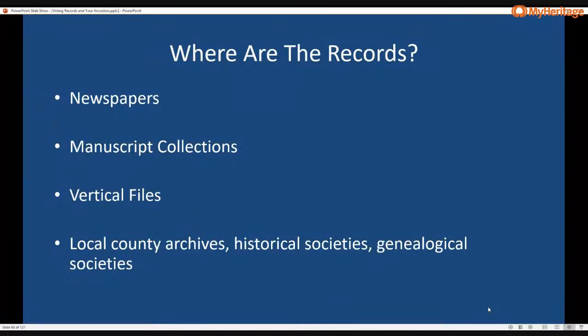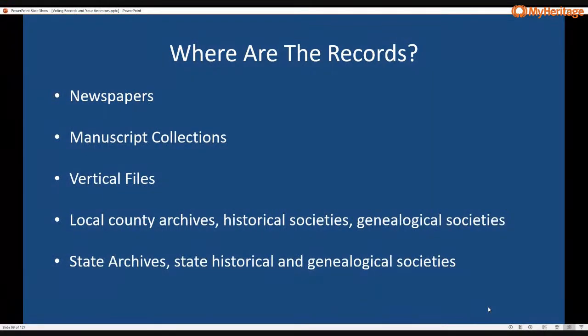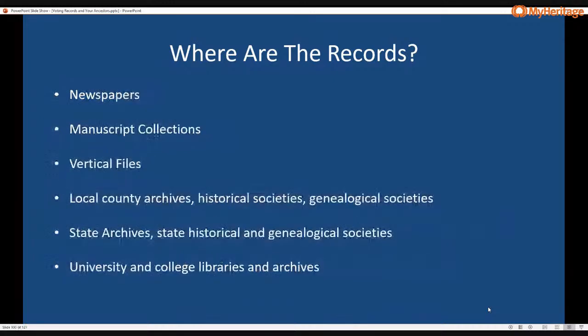And these records can be found at any local archive, historical or genealogical society. You can find them on online databases. MyHeritage has election and voting records on there for not only the United States, but for several other countries. I would encourage you to go there. State archives or state historical genealogical societies. I always encourage genealogists to go local, start local, look for those local archives, local historical societies. And then I would go to the state level. And then I would go to the federal level because there are federal records as well.